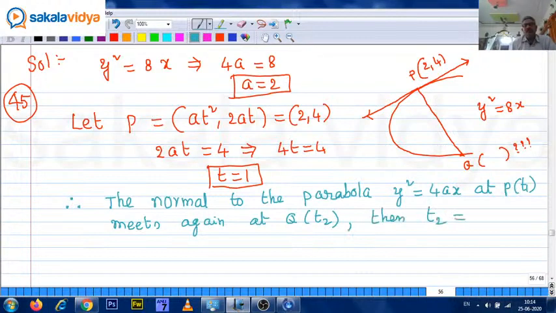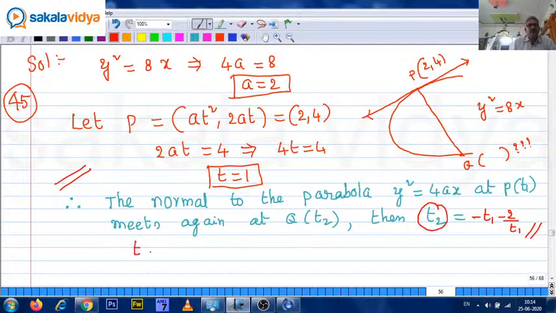Then t2 equals minus t1 minus 2 by t1. So you remember this result. This result is very important to find out. So now this Q point, now we need to find out t2. This t2 we need to find out.